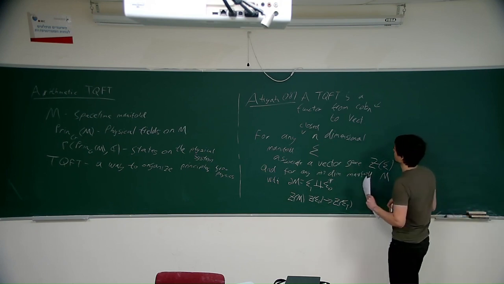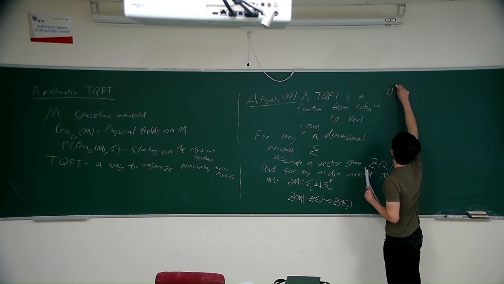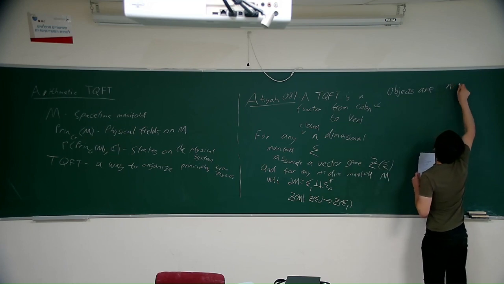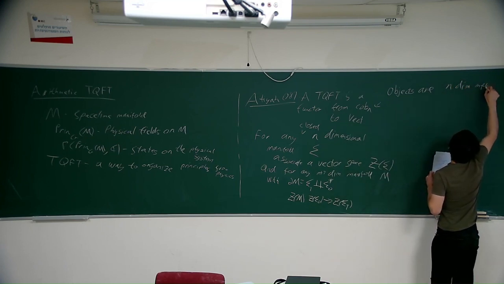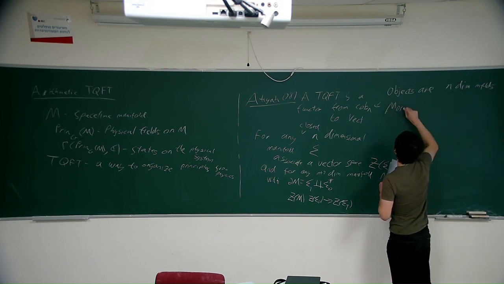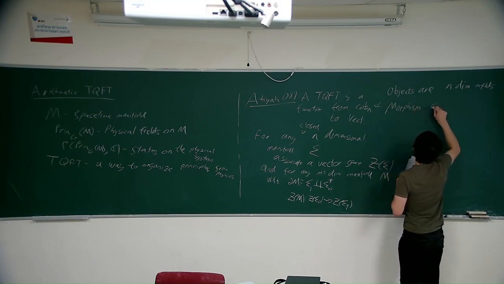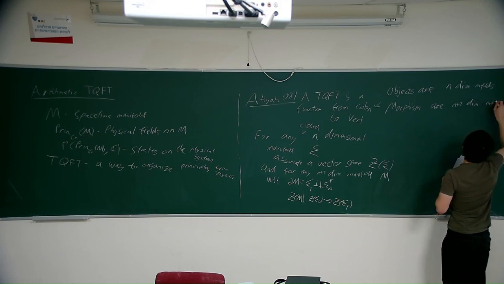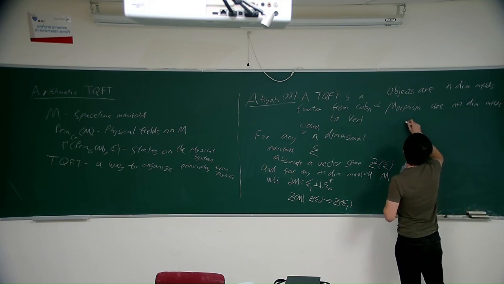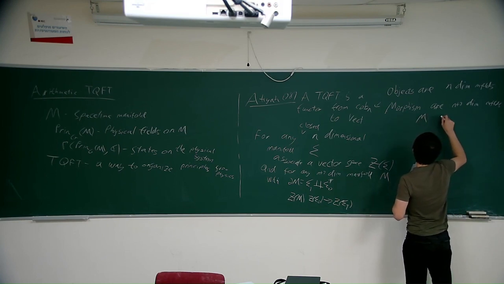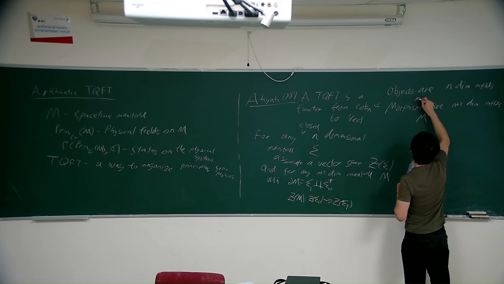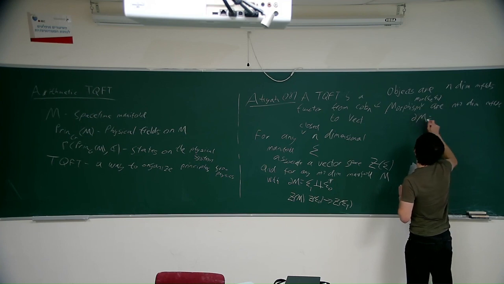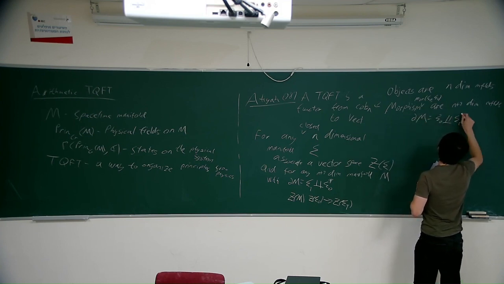So the category of cobordisms from this point of view is a category where the objects are n-dimensional manifolds, and the morphisms are n+1 dimensional manifolds, so a morphism from one into the other is an M which has as boundary this disjoint union.